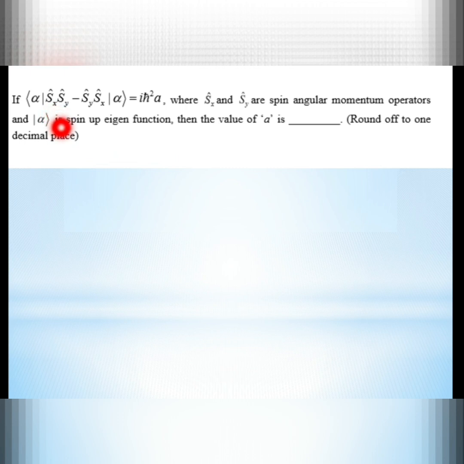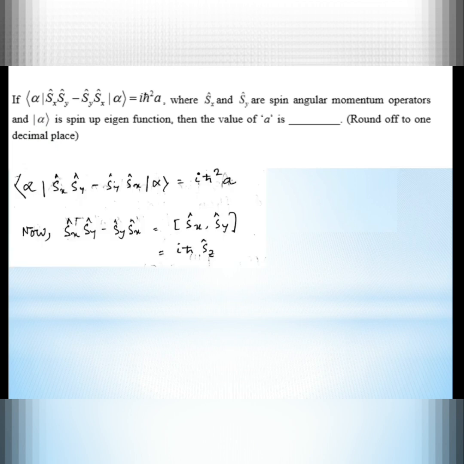Here at first we have to calculate what this operator actually is, and after operating on alpha what value it gives. Now the operator SxSy minus SySx is actually the commutator of Sx, Sy. This commutator [Sx, Sy] is equal to iħ into Sz.